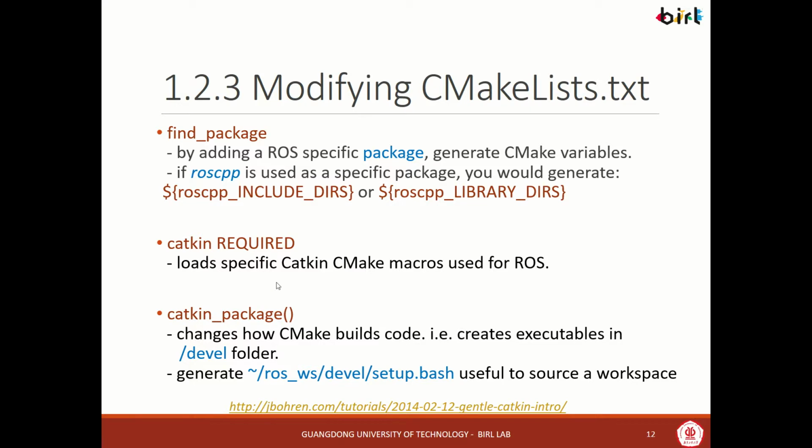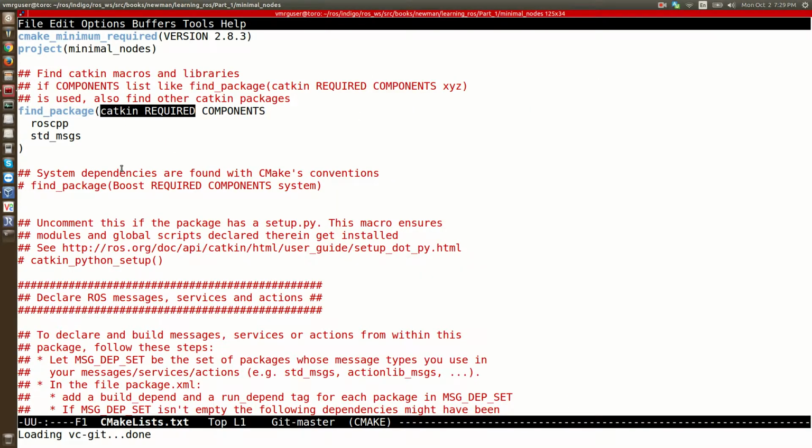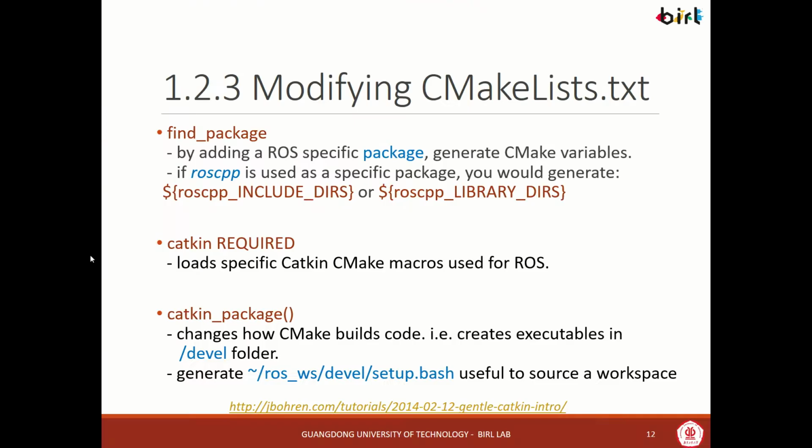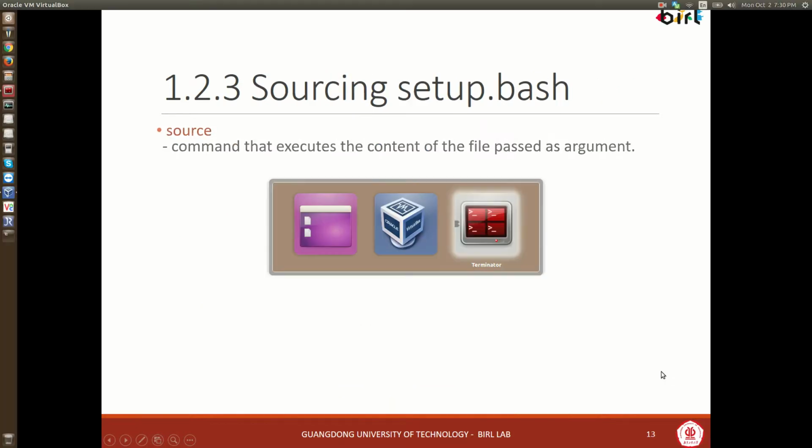Finally, we have this catkin_package right here, down here. And right now we have nothing in there, but catkin_package will change how CMake builds code. It creates executables in the devel folder, and it will also generate this very important file, devel/setup.bash, which is very useful to source a workspace. Let's take a look at that.